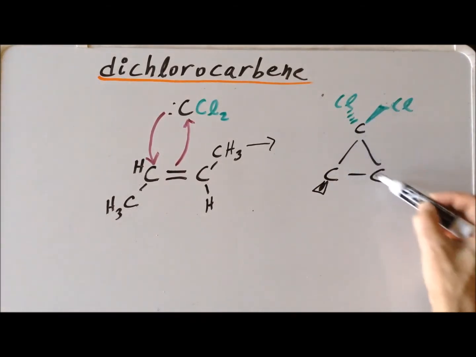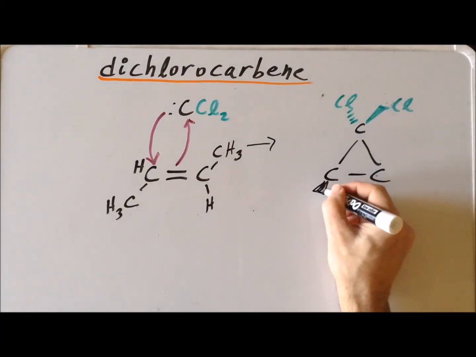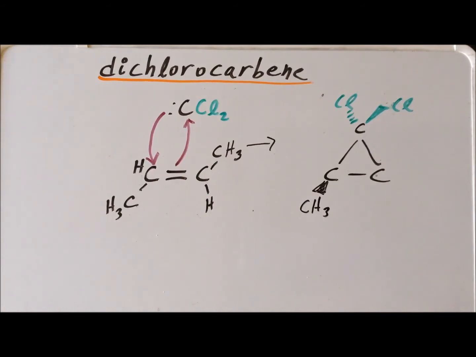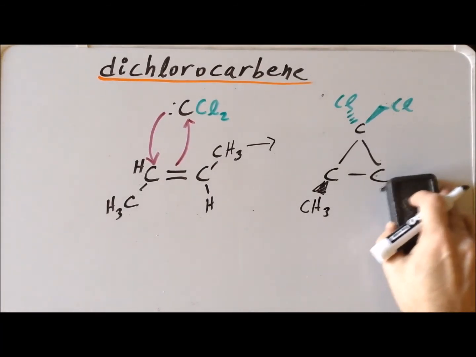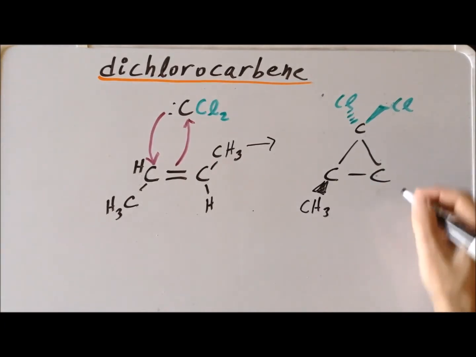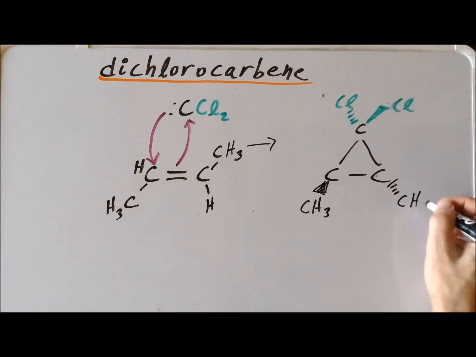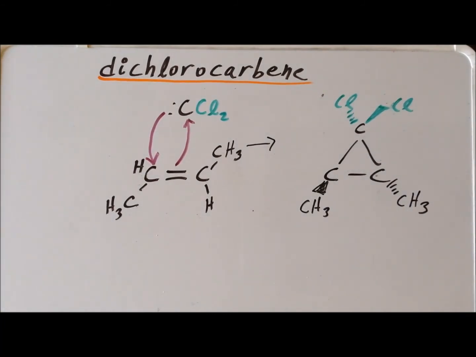So we realize that these three carbons are all in the same plane. One of the methyl substituents is going to be above the plane of the ring, whereas the second one has to be below the plane. So one is above and one is below, because they're trans in the original alkene. So what is it? This gives us trans-1,1-dichloro-2,3-dimethylcyclopropane.